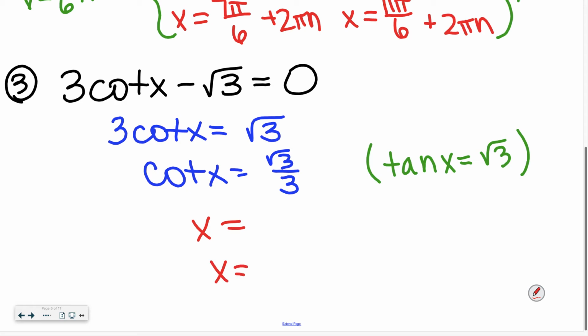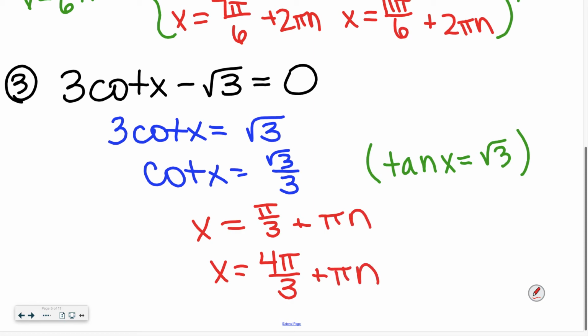Pi over 3. And? 4 pi over 3. What's the period of tangent and cotangent? Plus pi n. Okay, now one more thing to talk about here. What's the distance between pi over 3 and 4 pi over 3? Pi. And we wrote our expressions as plus pi n.